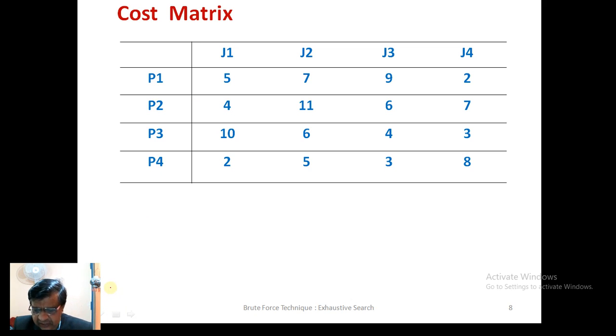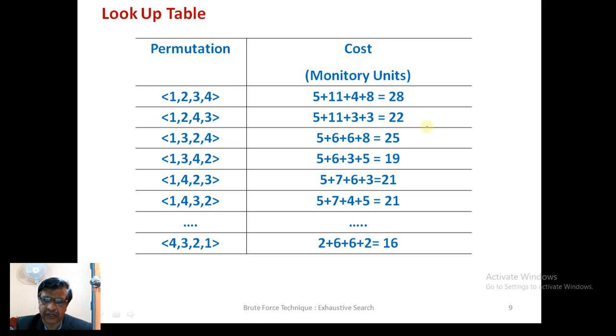Now we can solve this by generating what are called permutations. Let us say 1, 2, 3, 4. The meaning of this is job 1 to person 1, job 2 to person 2, job 3 to person 3, job 4 to person 4. So it comes along the diagonal. Therefore, it is 5 plus 11 plus 4 plus 8. It costs 28 units to the company.